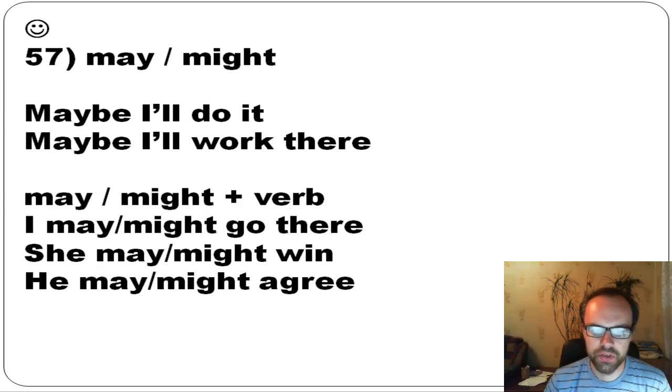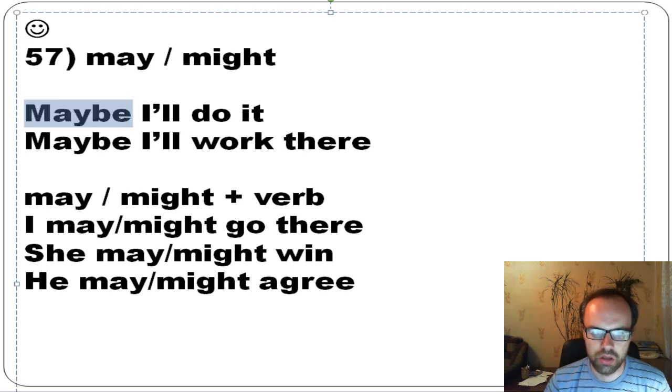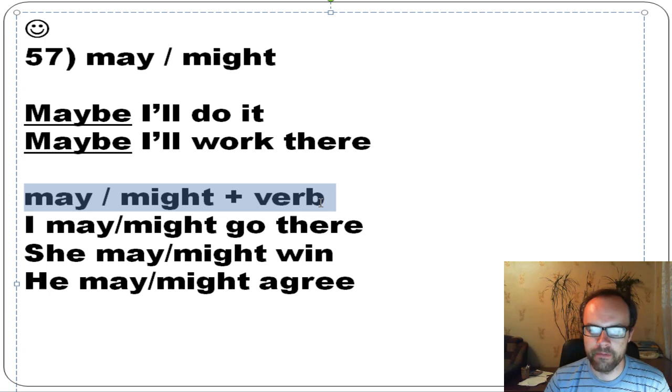Well, we often hear may or might. It means maybe. So maybe I'll do it. Maybe I'll work there. If you want to use may or might, you use a verb after it. So may plus verb or might plus verb, it means maybe.